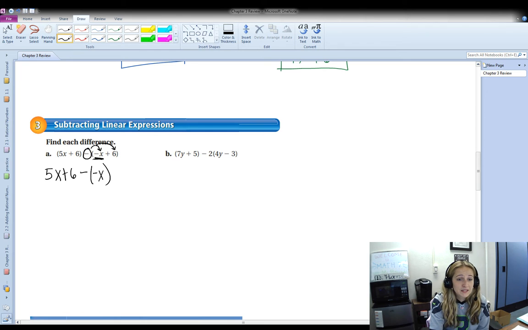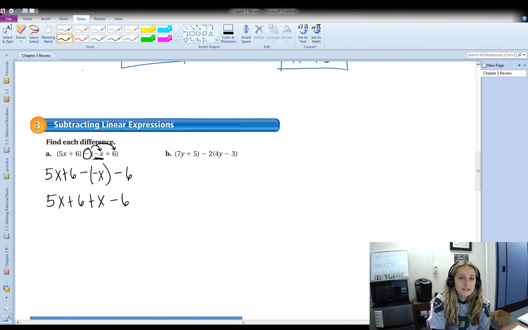Well, I hope you're thinking a positive. That is going to turn into a positive. Then a negative and a positive, well, if you're just subtracting a positive number, it's just going to be minus 6, okay? So that is what it's going to turn into when we distribute the subtraction sign.